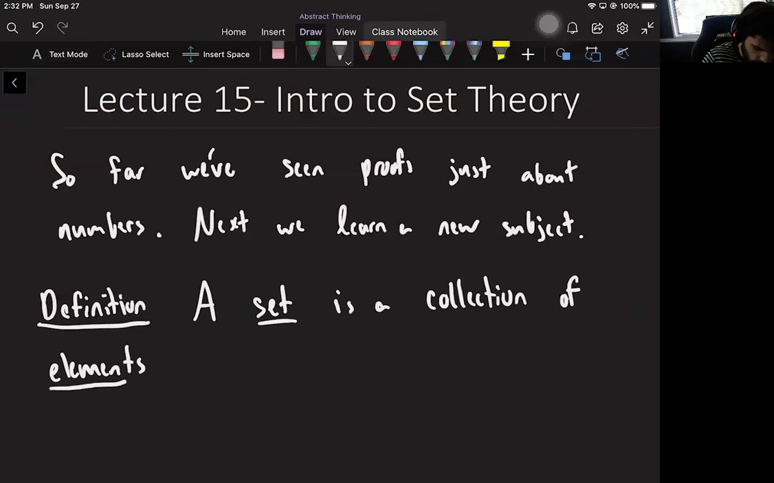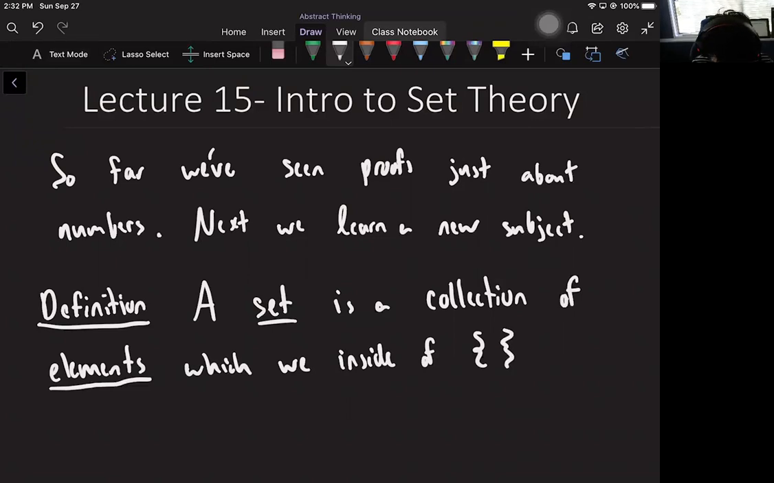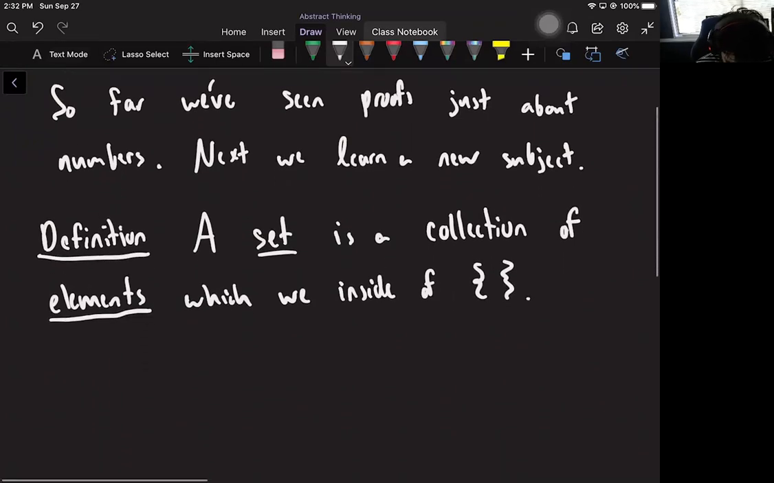So don't think too much about it right now. I'll give you lots of examples. Which we write inside of these fancy curly brackets that only PhDs can draw. And so that's what a set is.